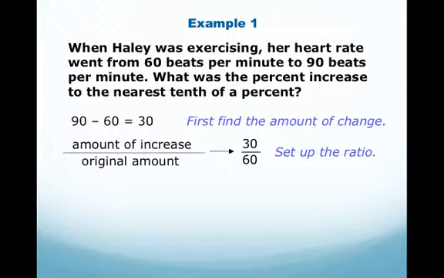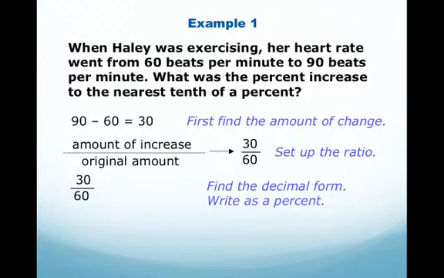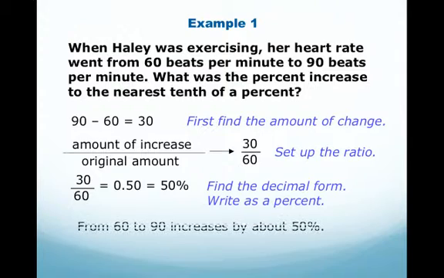To find the percent of change, we need to change the ratio to a decimal, so we have to do 30 divided by 60, and that will get you 0.5, and then you have to change that to a percent. So you could do it one of two ways. You could either multiply that by 100, or you can move the decimal 2 places to the right, and that will get you 50%. So the percent of increase for Haley's heart rate should be 50%.